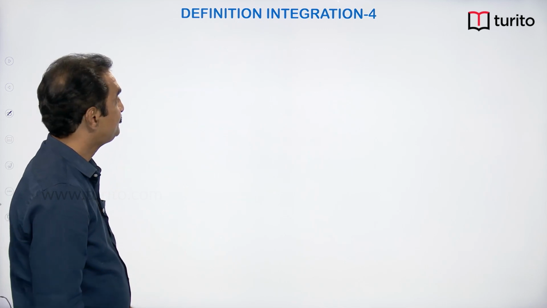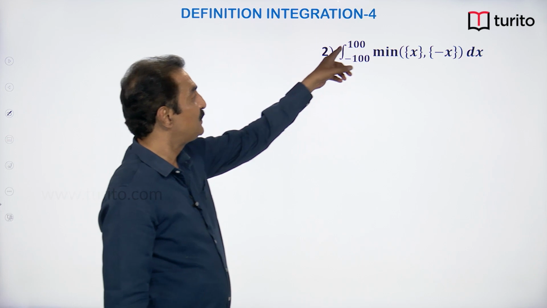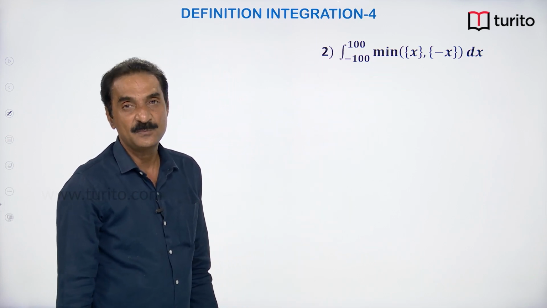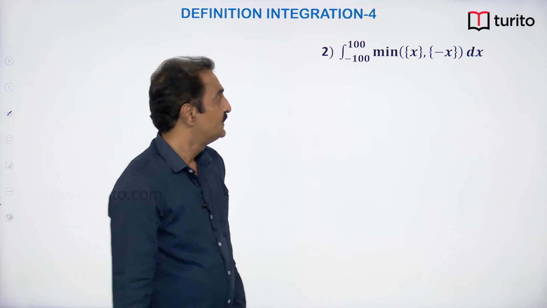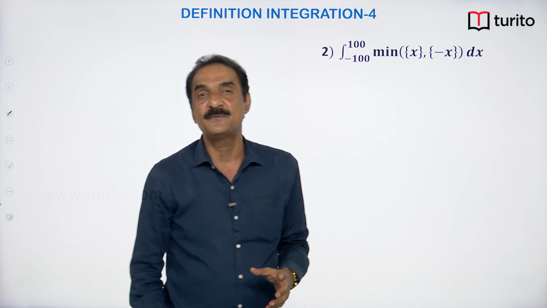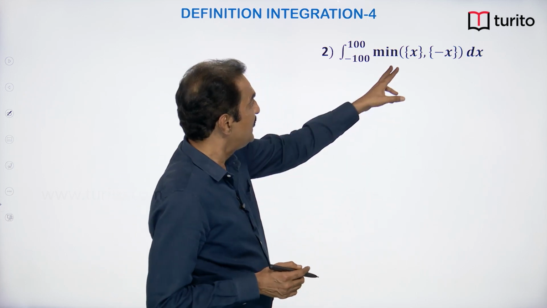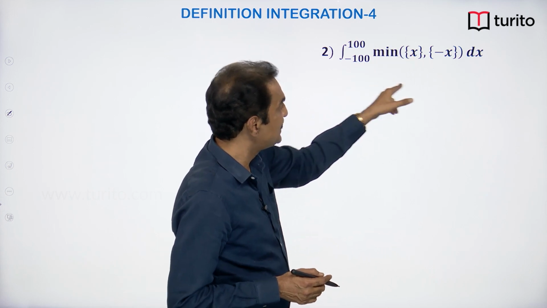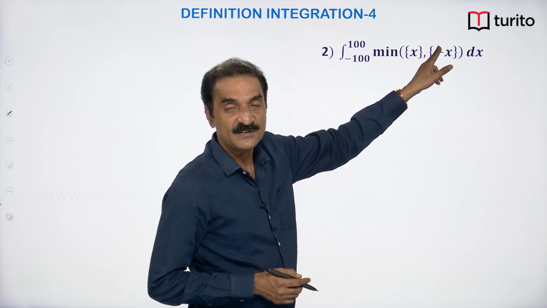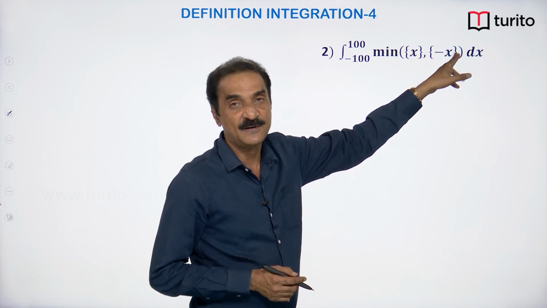Next question, integral minus 100 to plus 100, minimum of fractional part of x and fractional part of minus x. First, when the limits are in the form of minus a and plus a, we should check whether the function is even or odd. Replacing x by minus x, the function remains same. Minimum of fractional part of x and fractional part of minus x is same as minimum of fractional part of minus x comma fractional part of x.